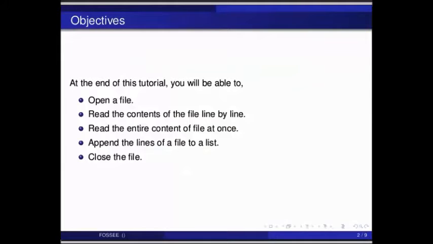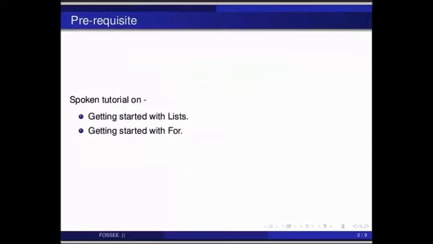At the end of this tutorial, you will be able to open a file, read the contents of the file line by line, read the entire content of the file at once, append the lines of a file to a list, then close the file. Before beginning this tutorial, we would suggest you to complete the tutorials on getting started with lists and getting started with for.